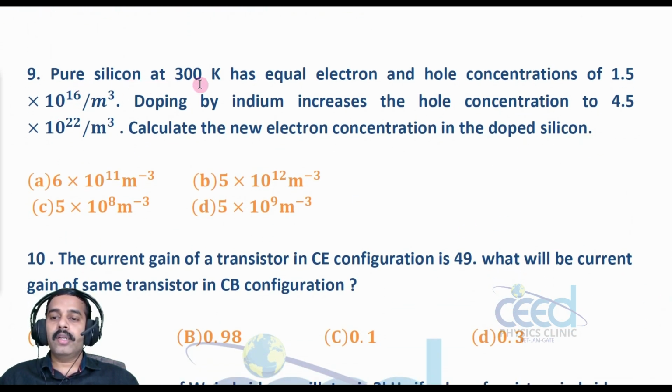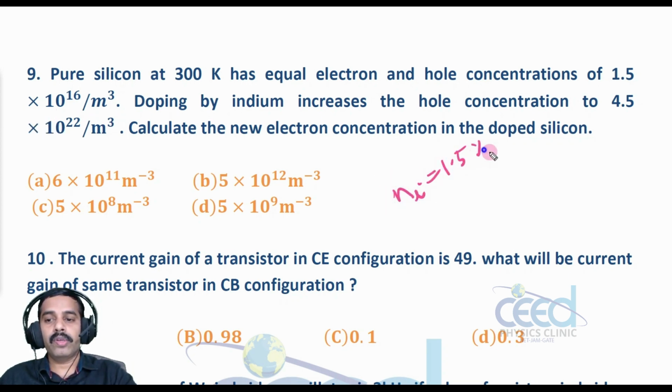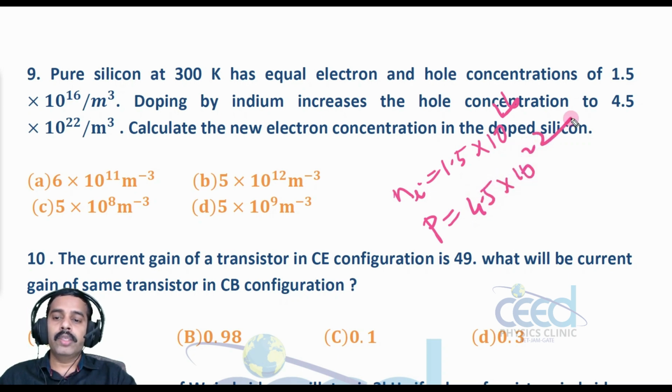A pure silicon at 300 Kelvin has equal electron and hole concentration of 1.5 into 10 raised to 16. So the intrinsic carrier concentration is given as 1.5 into 10 raised to 16. And by doping indium, it increases the hole concentration. We are doping with indium, that is a 13th group element, so obviously the hole concentration will increase. That P value, the hole concentration, I can represent with P, which is equal to 4.5 into 10 raised to 22. So we need to find the electron concentration, right?